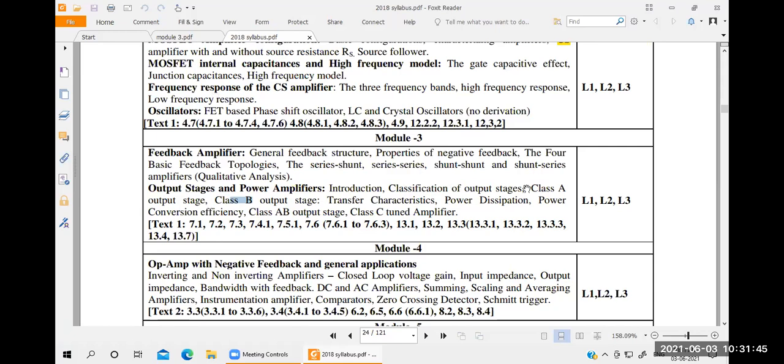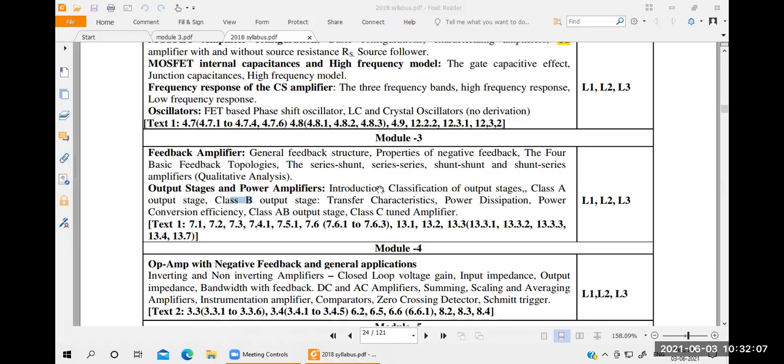So in Class A the output is almost a half cycle. Class B means you'll get a full cycle. Class C means the output is below 180 degrees. Class D means you'll get digital pulses. Class D amplifier means we can generate digital pulses. Understood? We'll discuss that in the next class.